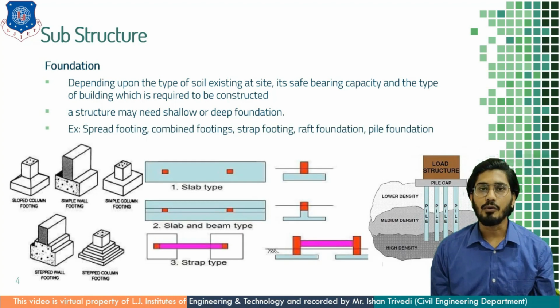Examples of foundations are spread footing, combined footing, strap footing and raft foundation, which are part of shallow foundation, whereas the pile foundation is part of deep foundation. Here some images have been given, like sloped column footing, simple pad footing, simple column footing, spread footing, stepped footing, stepped column footing.